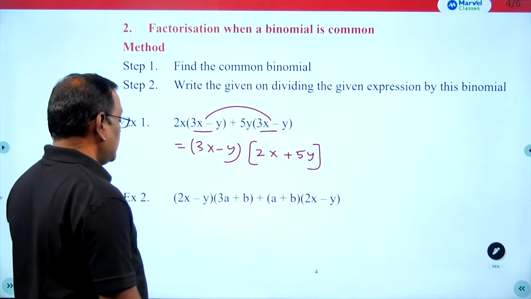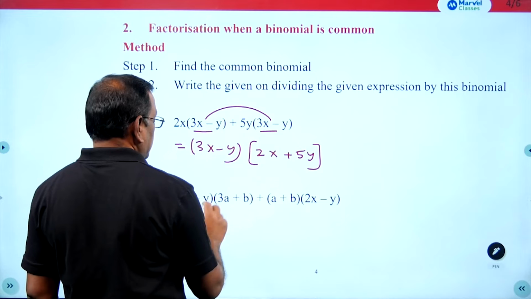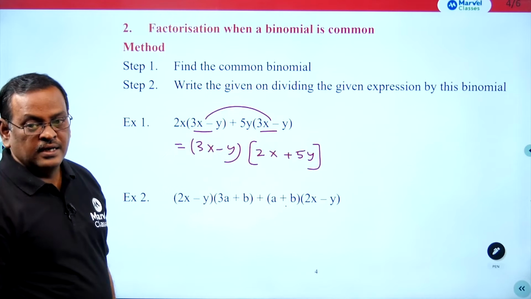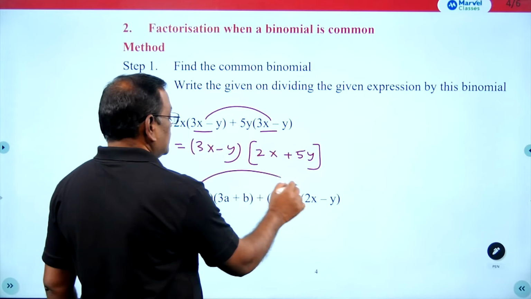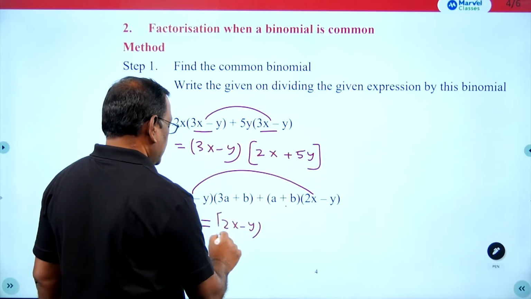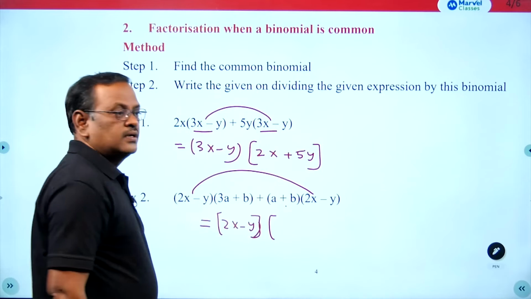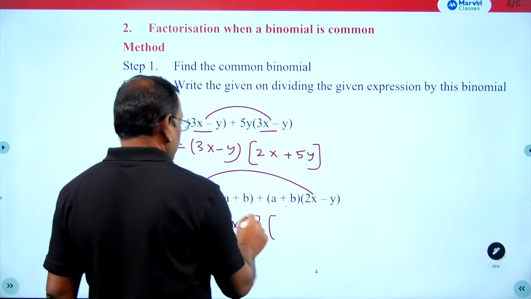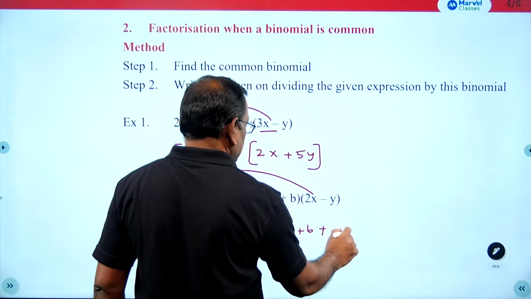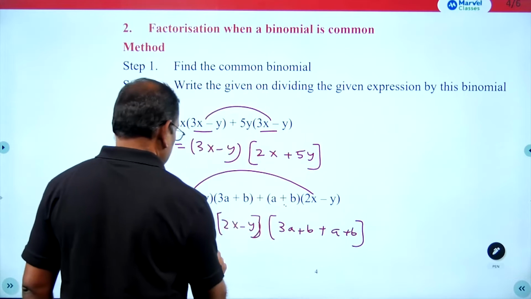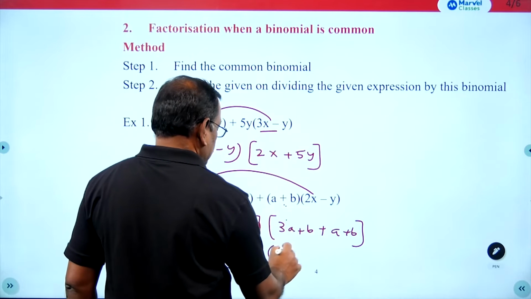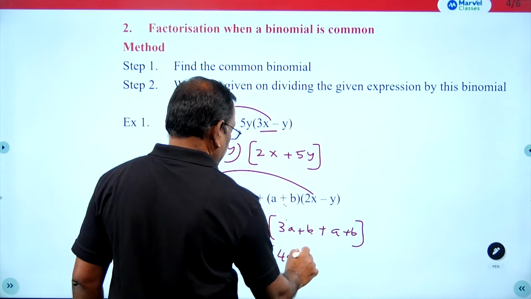And another example: (2x minus y) into (3a plus b) plus (a plus b) into (2x minus y). Identify the common binomial factor. Yes, the common binomial factor is 2x minus y. So take that common binomial factor (2x minus y) into the other factors. What are the other factors? In the first term it is 3a plus b, and in the second term it is a plus b. Now simplify: (2x minus y) into (3a plus a) which is 4a, and (b plus b) which is 2b.